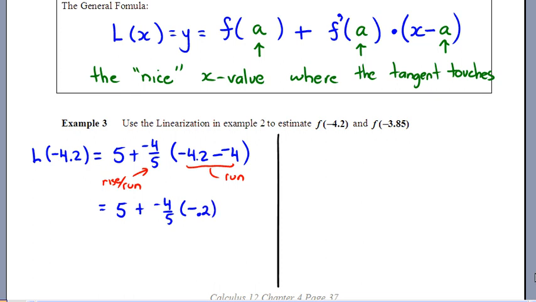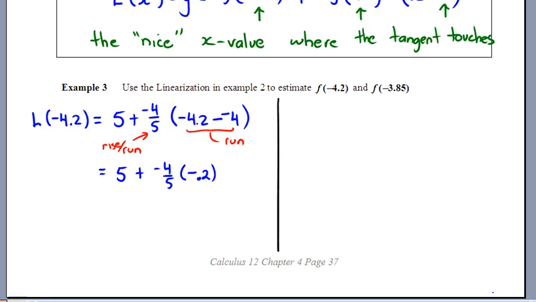Okay, well, I've got to get some common ground here. Either go to fractions or go to decimals. I'm going to go to decimals. So this is 5 plus a negative 0.8 multiplied by a negative 0.2. Well, 2 times 8 would be a 16. And if they're both negative, it's still going to be a positive number. But it won't be 16. I have to move the decimal once and twice. So I've actually got 5 plus 0.16.